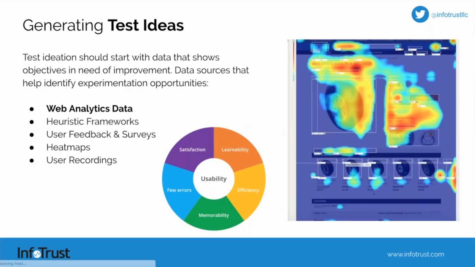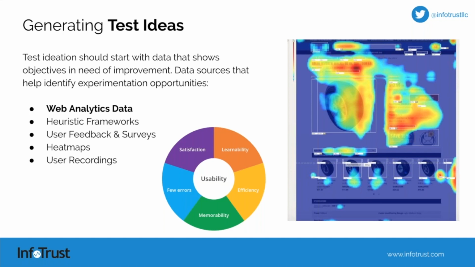So next we'll talk about how you come up with test ideas. When it comes to generating test ideas, you should start with the data that shows those objectives in need of improvement. Since we're talking about Google Optimize, one of the main data sources that you're going to want to look at is your Google Analytics data. This is where you can get some key objectives to work on for each of your A/B tests.